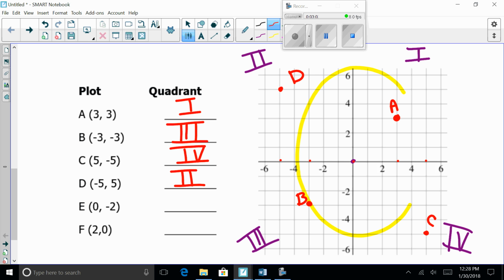0, 2, so I don't move left or right, but I drop 2. That is actually not in a quadrant. That is on your y-axis. And if I start from 0, 0, and I go over 2, and I don't travel up or down, I label that F, and that is on my x-axis.